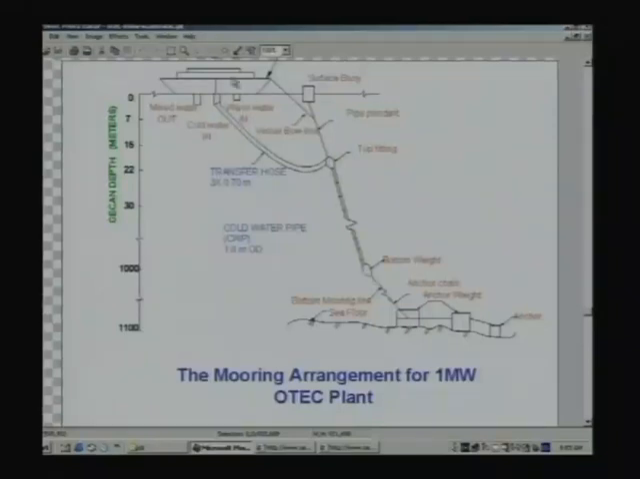So, the whole ship, the cold water pipe and the anchor are stationed in the open sea, though it can drift a bit, but not far, depending on the length of the line. And then you have the cold water going in and warm water is collected close to the sea surface, and the mixed water that is discharged into the sea goes through this one, and the rest of the system is as I discussed in the class. So, this is the arrangement for the 1 megawatt OTEC plant that has been commissioned in India.